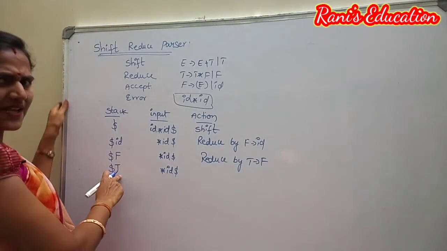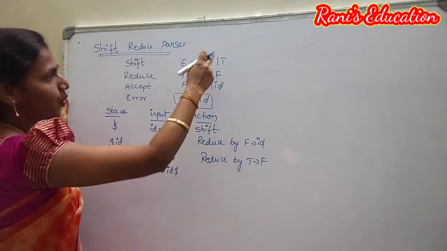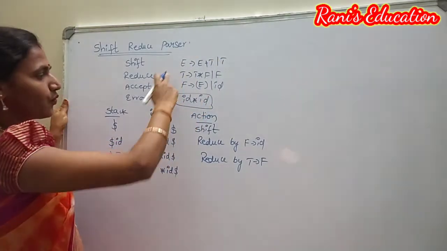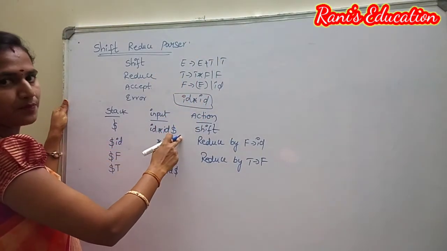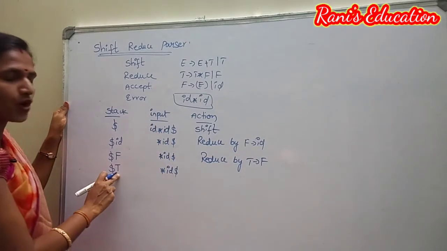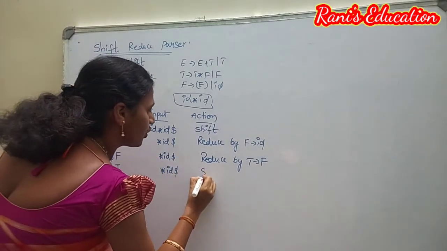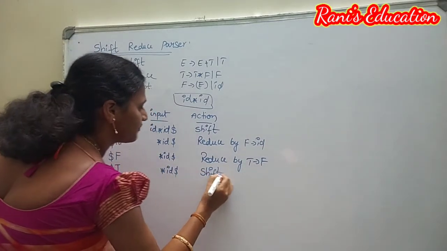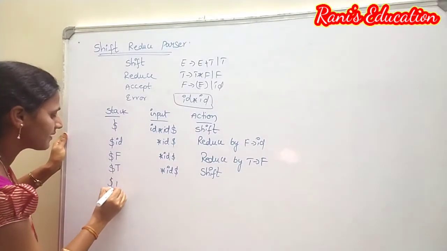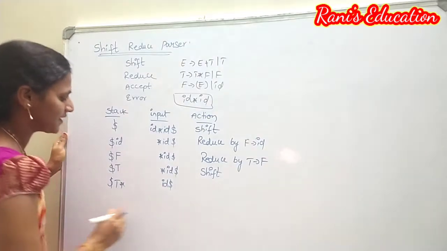Now you need to check, is there any possibility to reduce this T with respect to the given grammar? Oh yes, but here we are not going to replace this T by E. Why? Because we have a proper production, that is T star F, for this given string. So here I am not replacing this T by E. Now I am going to perform the shift action for shifting this asterisk onto the top of the stack. Now the stack becomes T asterisk, and the input is id followed by dollar.